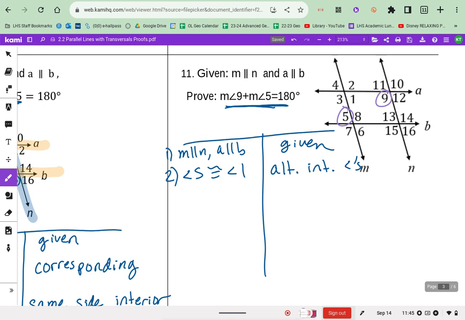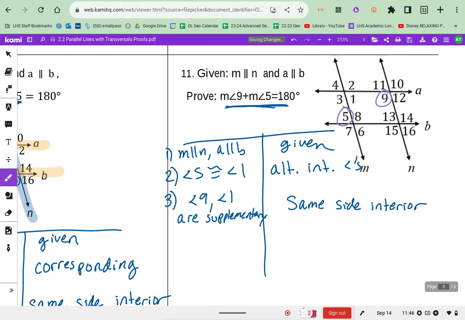Then I said, okay, well, angle 9 is still missing from my proof. So does 9 have a connection to 1? Yes, it does. So on my next step, I said angle 9 and angle 1 are supplementary, and my reason was because they're same side interior. This was a step I saw a lot of you missing. When you're writing same side interior, you cannot write an equation next to it. The only thing that goes next to same side interior is saying angle 9, angle 1 are supplementary. You can't put an equation there. The equation is what comes next.